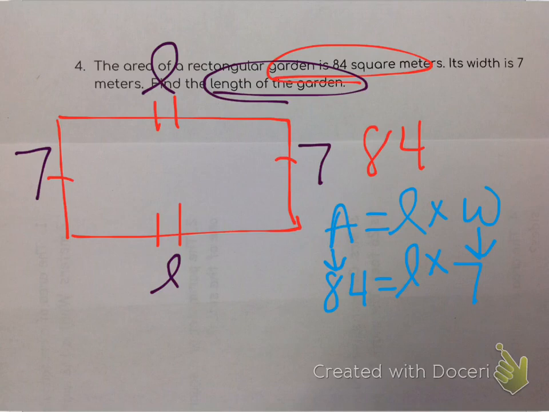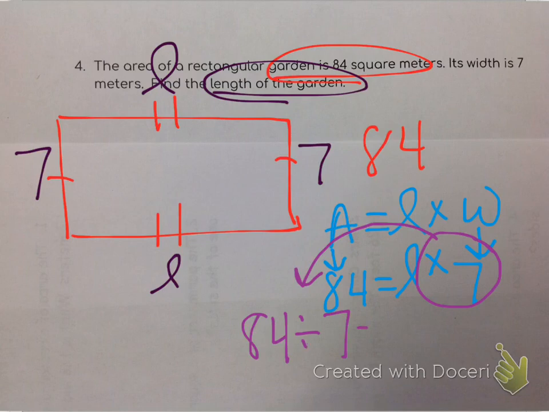A way I can explain it is that we want to get the numbers on the same side so the letter is all alone. How we do that is we do the opposite operation. The opposite operation of multiplication would be division. So if I want to move the 7 over by the 84, I could say 84 divided by 7, because that's the opposite operation to get the numbers together, equals the length.